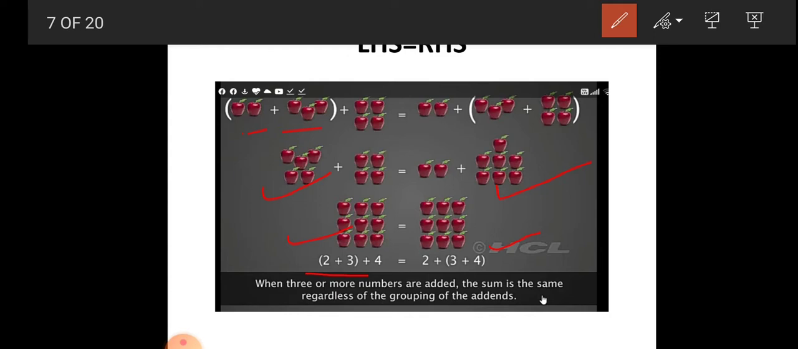Therefore, when three or more numbers are added, the sum is the same regardless of the grouping of the addends. Or, when we add, we can group the numbers in any combination: in the first group, the first two numbers, and in the other group, the last two numbers. The answer remains the same. This is the associative property of addition.